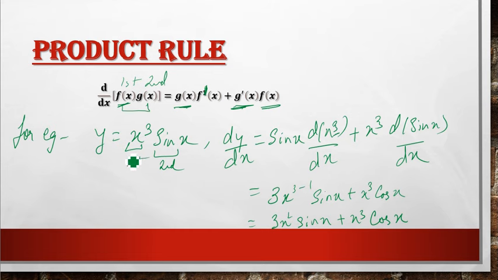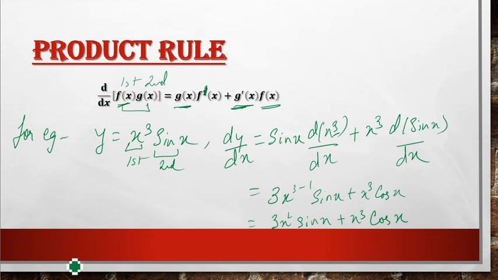So what it says is, categorize them as first and second function: the second function multiplied by the differentiation of the first function, plus the first function multiplied by the differentiation of the second function, and after simplification you get the values.